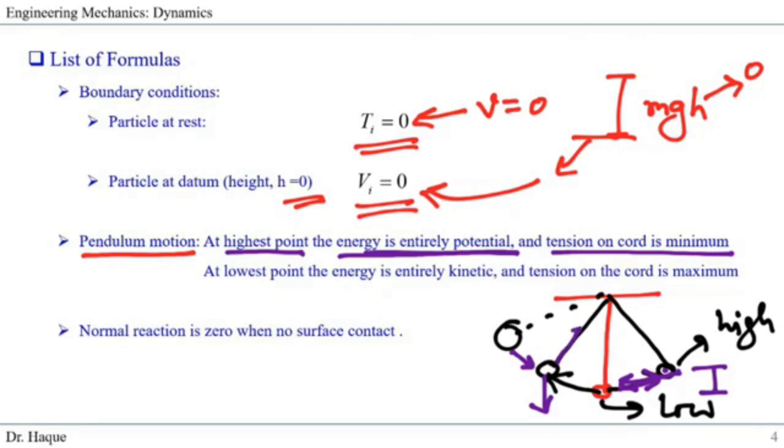When you are down at the lowest point, you are gaining velocity each second, and velocity is maximum at the lowest point. So at the lowest point, the energy is entirely kinetic, and since this is our datum, your height h is 0. There is no potential energy, only kinetic energy, and the tension on the cord is maximum.